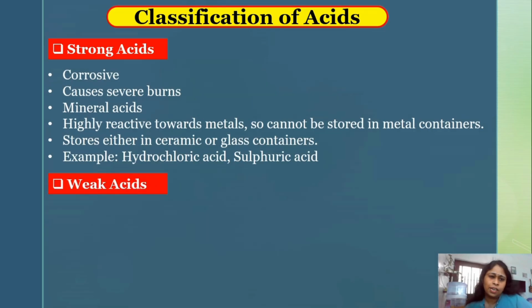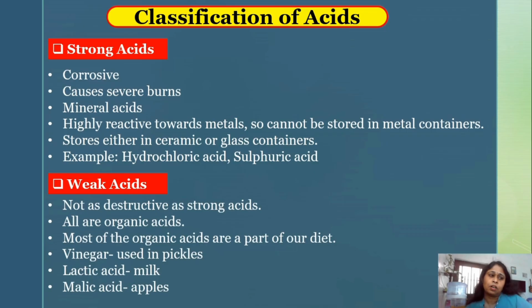Now weak acids. Weak acids are less corrosive or less destructive, not as destructive as strong acids. All the organic acids are examples of weak acids, like tartaric acid and acetic acid. Most organic acids are a part of our diet. In our diet we consume them, right? Like in pickles we add vinegar. In milk lactic acid is present. Apple has malic acid. In tamarind, tartaric acid is present.